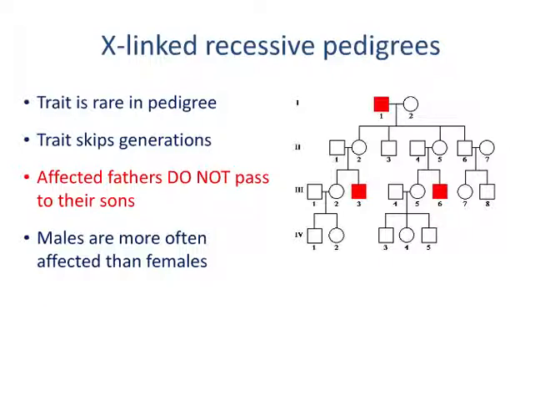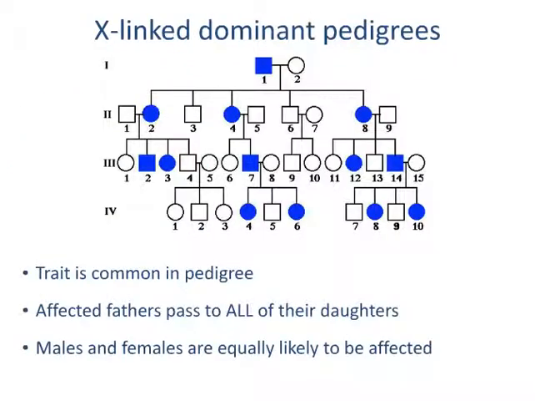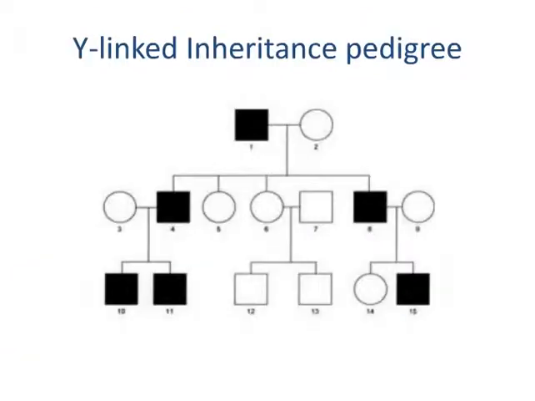With X-linked recessive inheritance, the trait is rare in the pedigree and often skips generations. Importantly, affected fathers cannot pass the trait to their sons, and males are more often affected than females. An X-linked dominant trait will be common in the family pedigree. Affected fathers pass on the trait to all their daughters, and males and females are equally affected.